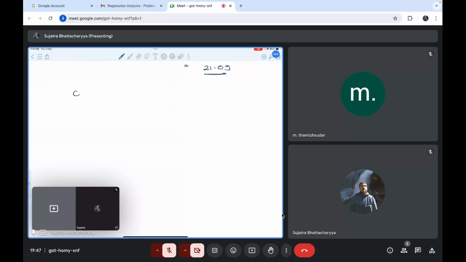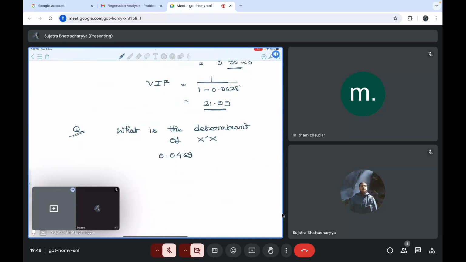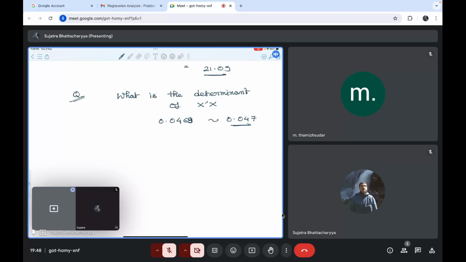Next question is, this is how the questions will come. Next question is, what is the determinant of the correlation matrix? Correlation matrix is X prime X. So we know the correlation matrix determinant we calculated is 0.0469. Okay, the option is actually 0.047. So it's okay. We have already calculated this.